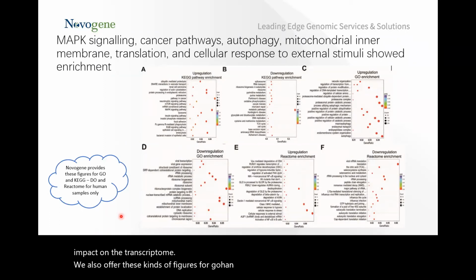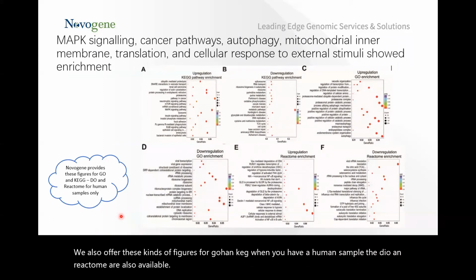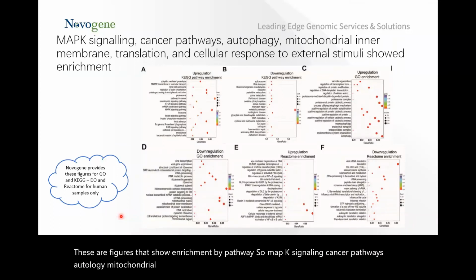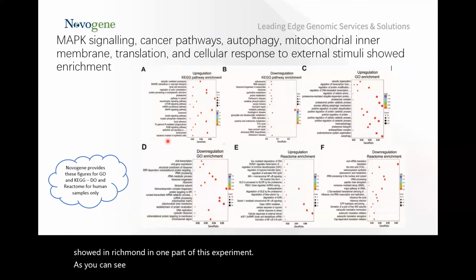When you have a human sample, the DO and reactome are also available. These are figures that show enrichment by pathway. So MAPK signaling, cancer pathways, autophagy, mitochondrial intermembrane, translation, and cellular response to external stimuli all showed enrichment in one part of this experiment. As you can see, every row here is a different category within that particular database analysis type. So KEGG has one type of analysis, gene ontology has another.